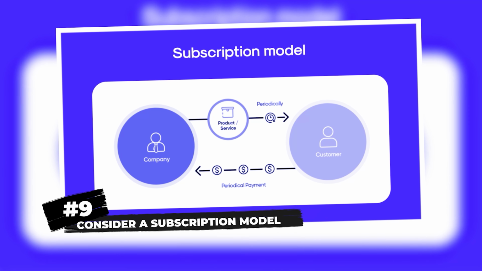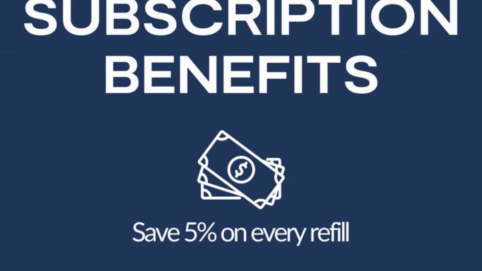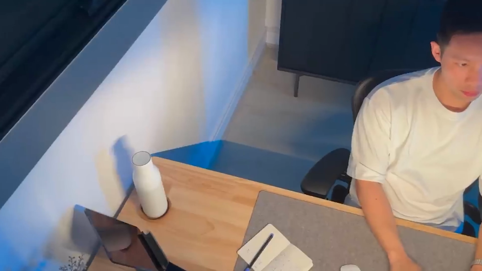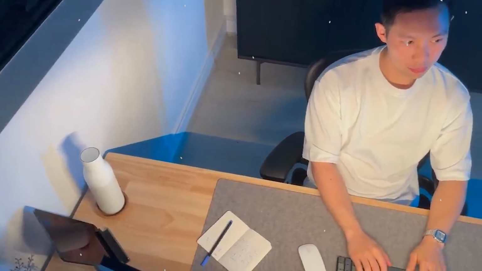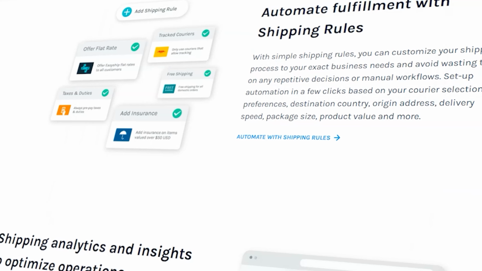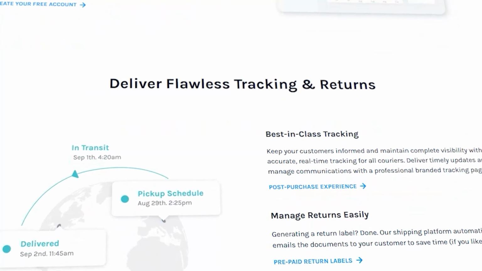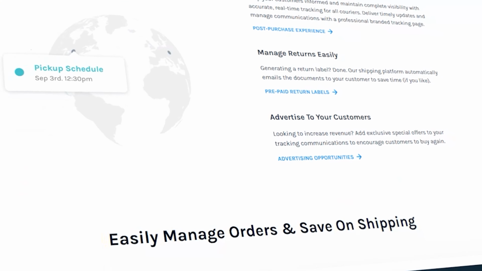9. Consider a subscription model. Implement a subscription model that includes free shipping as a benefit. This approach can increase customer loyalty and provide a steady revenue stream. easyship's customizable shipping options and automation features make it easy to set up subscription-based shipping.